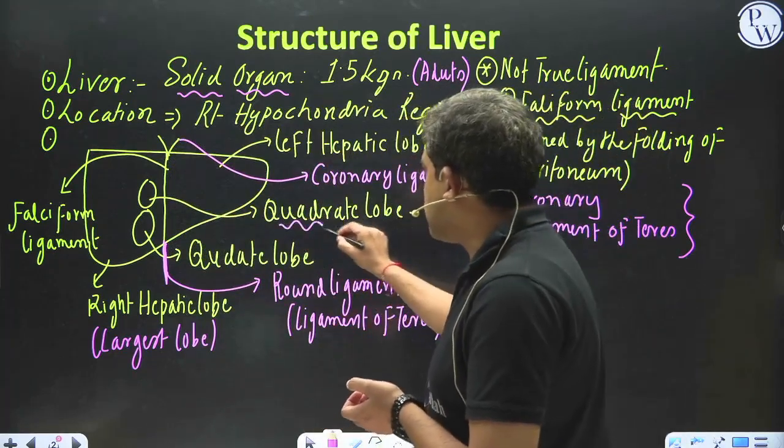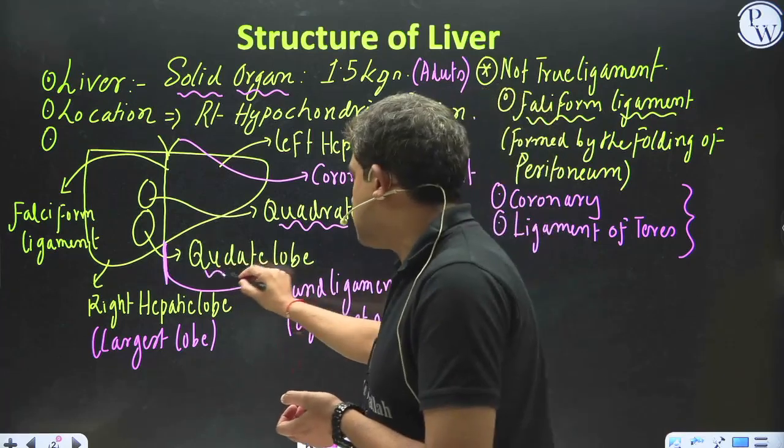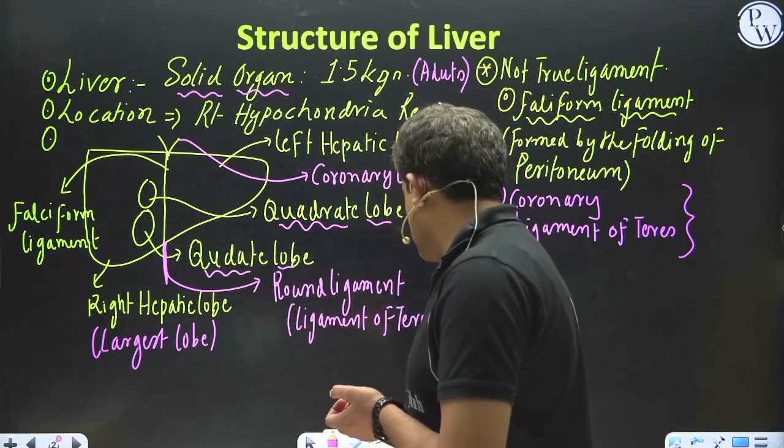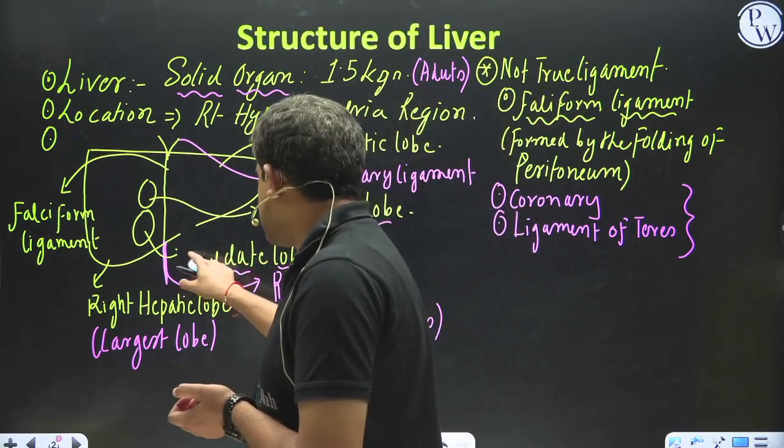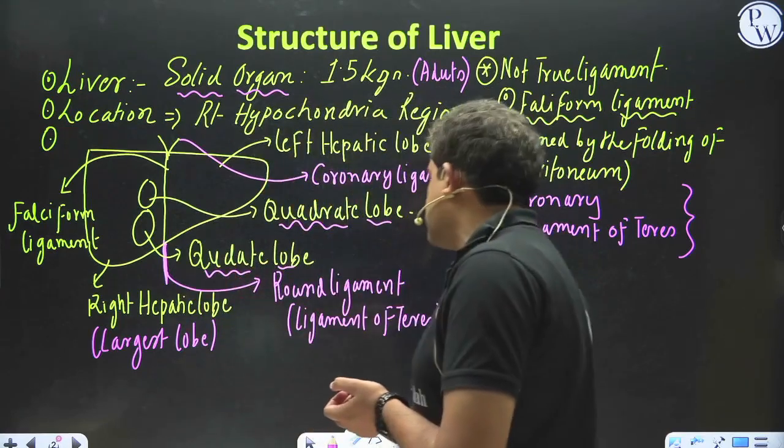And besides the right and the left hepatic lobes, the other lobes are called the quadrate lobe and the caudate lobe. Understand? So this can be termed a caudate lobe. These are very important.